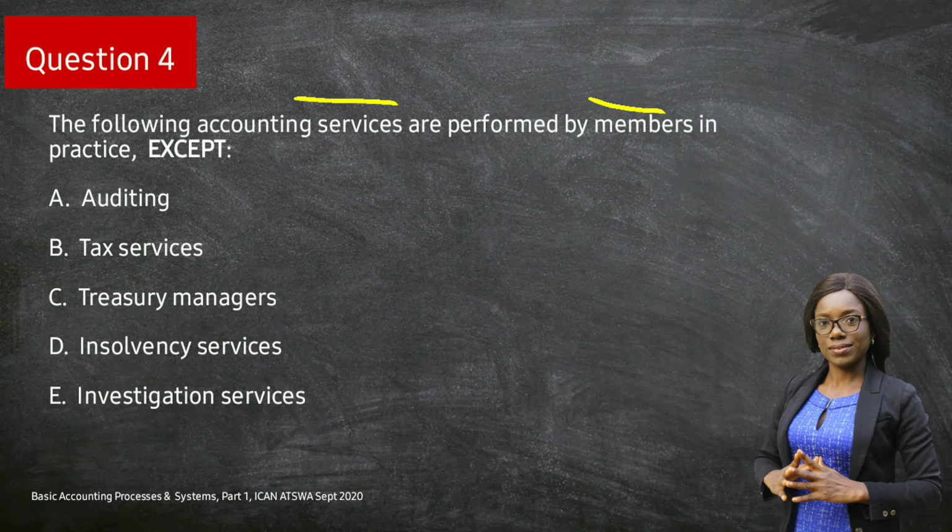We'll look at option E, investigation services. Members in practice work with clients using investigative techniques to examine and inquire into the state of affairs of a business. Now the last answer in the option, which is treasury managers. These roles are responsible for overseeing the cash flow, revenue, and overall finance of an organization. For you to be a treasury manager, you have to be a direct employee of the business.